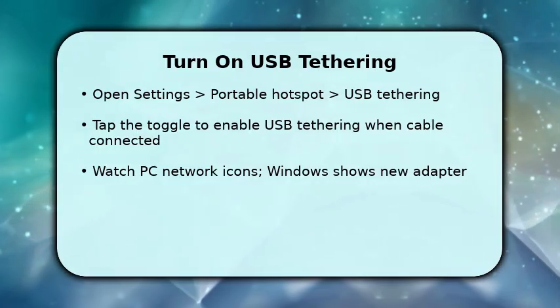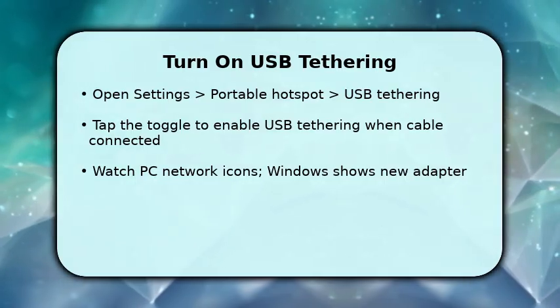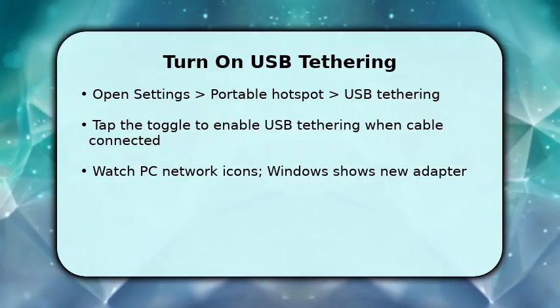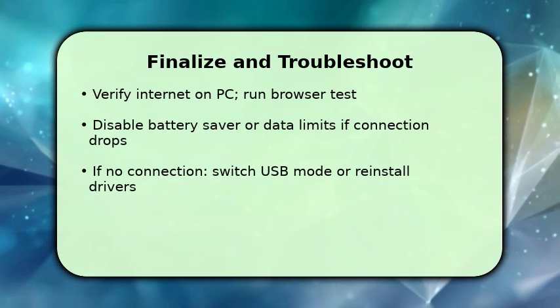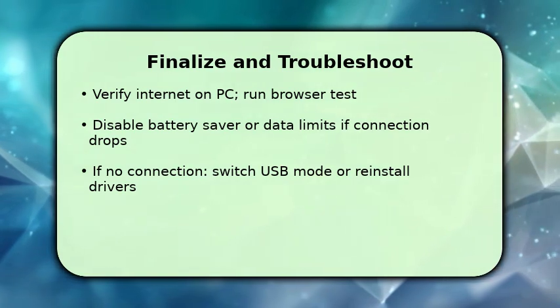On the computer, allow any driver installation and confirm a new network adapter appears. If the toggle is grayed out, make sure mobile data is active and cable is firmly seated. To finish, confirm the PC can browse the web, open a page, or run a ping to test.